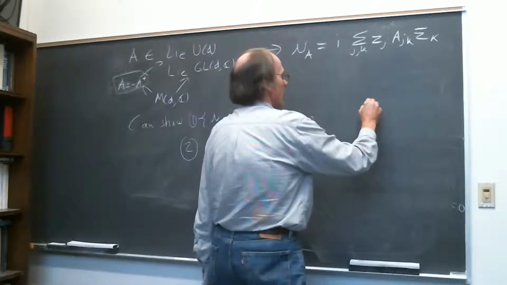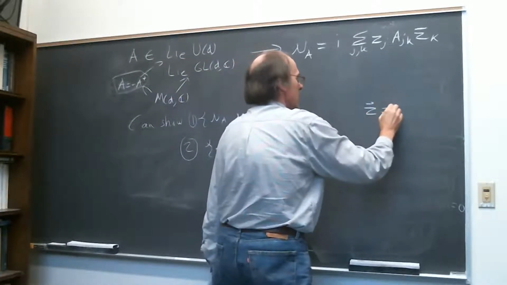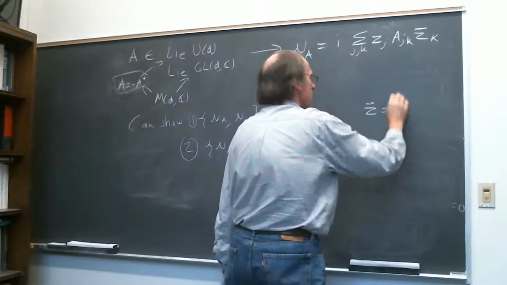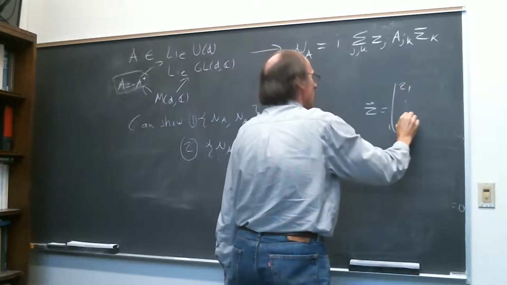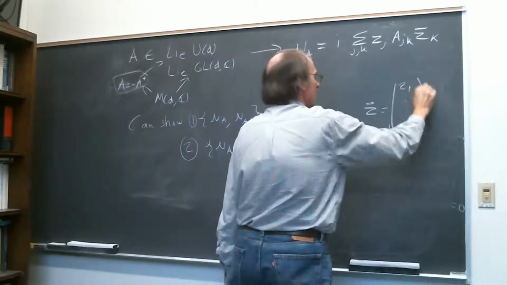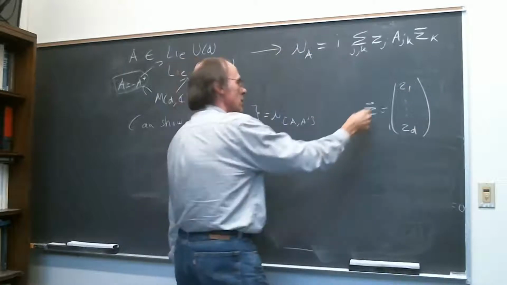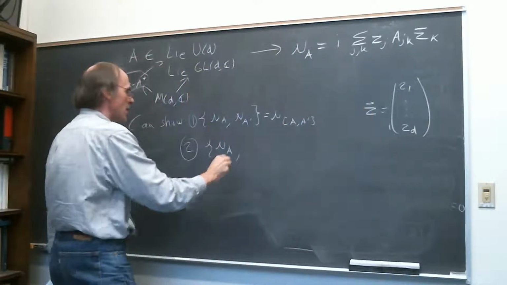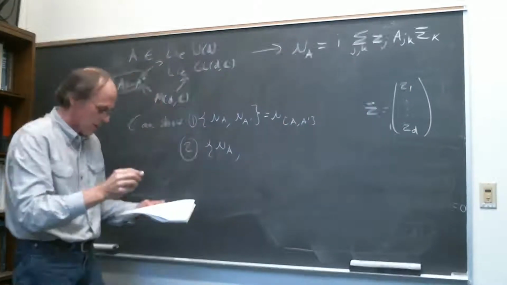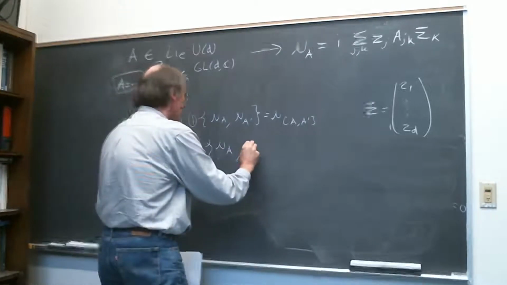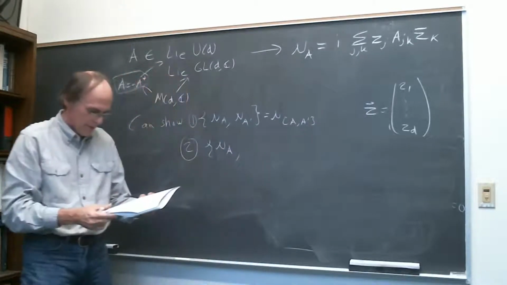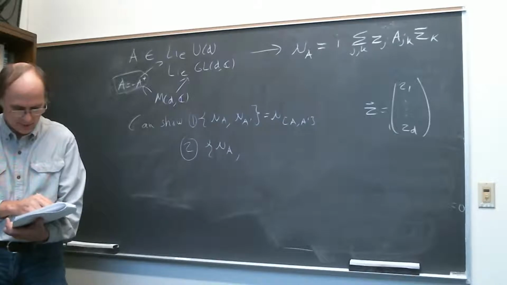I'm writing the z vector as just this column vector z1, and then similarly for the z bars. So what happens to this? Well, you get these formulas. Actually, maybe let me just write these out this way.